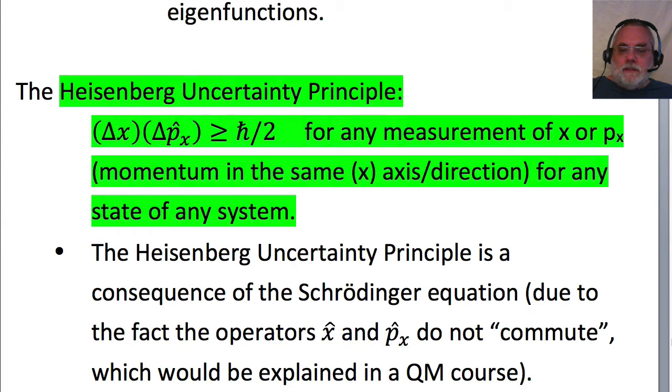The Heisenberg uncertainty principle was discovered independently of the Schrödinger equation, but it was later shown that it is baked into the Schrödinger equation. It is a consequence of the Schrödinger equation due to the fact that operators x and p sub x do not commute, which would be explained in a quantum mechanics course, but we won't cover it.